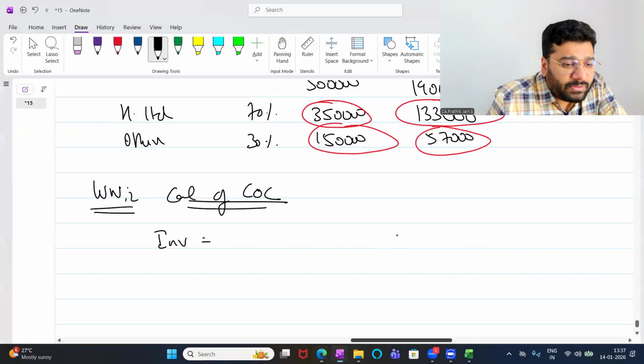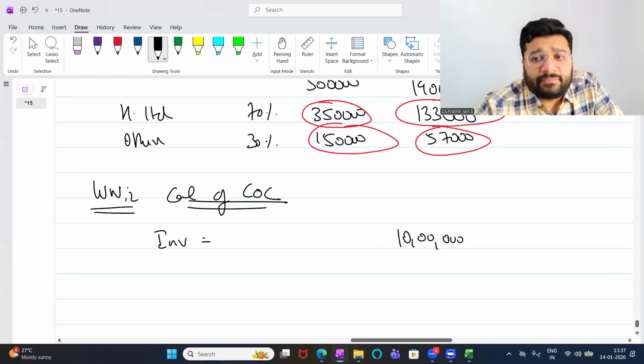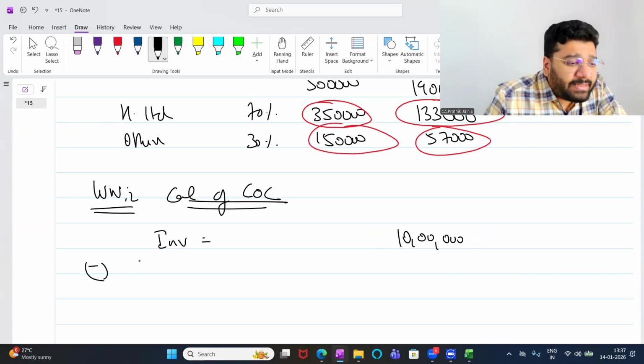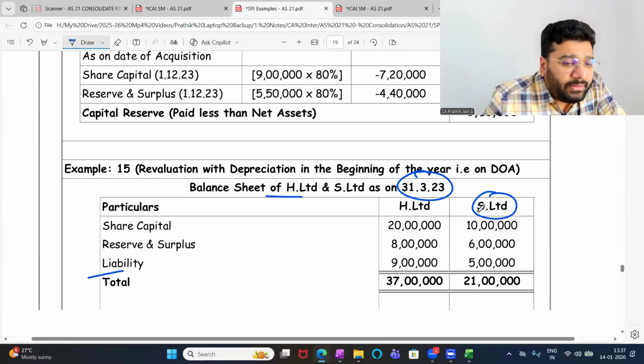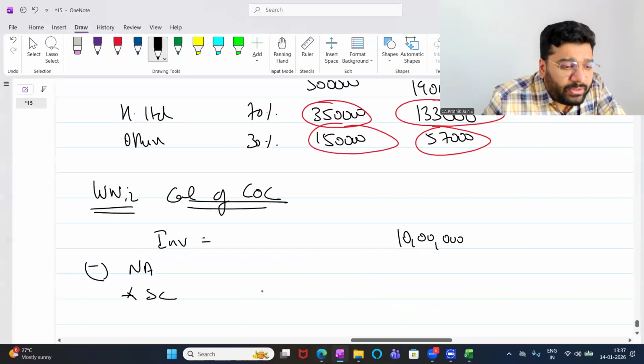10 lakh rupees. Investment as on which date? Date of acquisition. Minus net asset on which date? Date of acquisition. In that, share capital is how much? 7 lakh. 10 lakh into 70%. How much is it? 7 lakh.